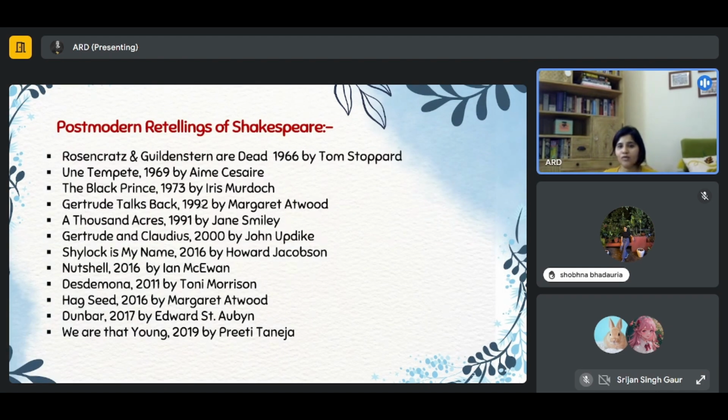So these are some postmodern retellings of Shakespeare. Okay, from very, very important authors only I have included. So again, Rosencrantz and Guildenstern Are Dead. It's a comic retake of the minor characters from Hamlet. Who are Rosencrantz and Guildenstern from Hamlet? Quick revision.